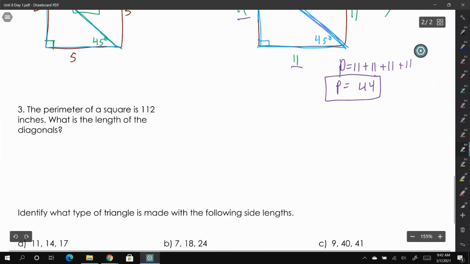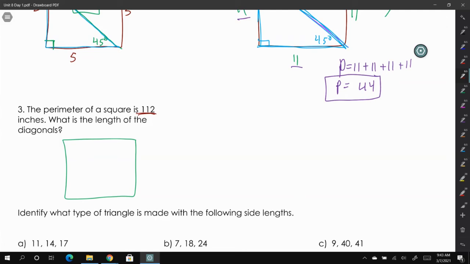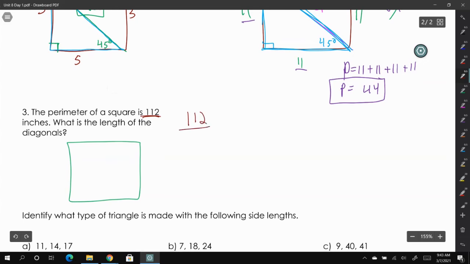Number 3, I'm giving you the perimeter of this square and then asking what is the length of the diagonals. So if the perimeter is 112, well, there are 4 sides to a square and all the sides are congruent. So that means if I do 112 divided by 4 and get 28, that means each side here is 28.